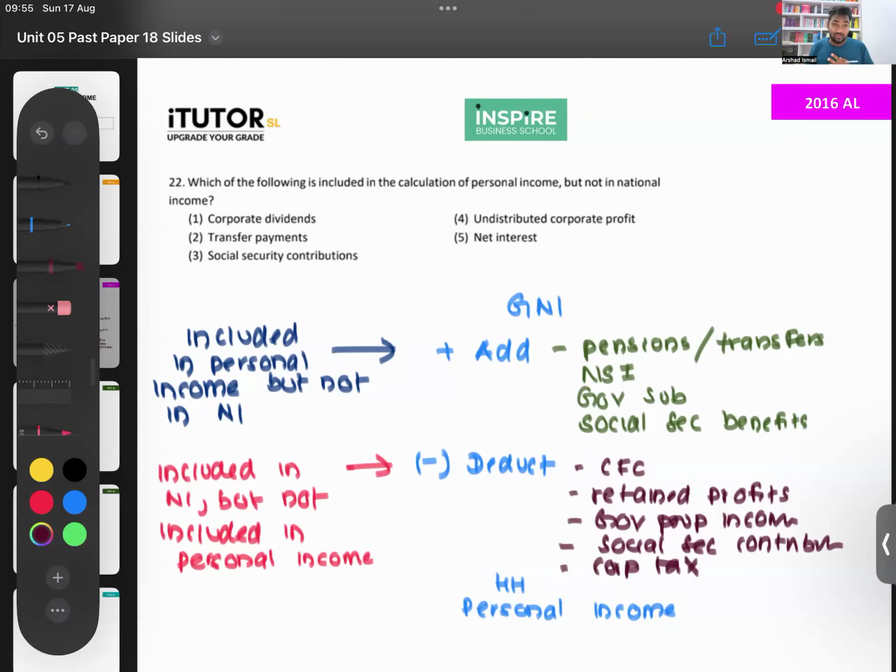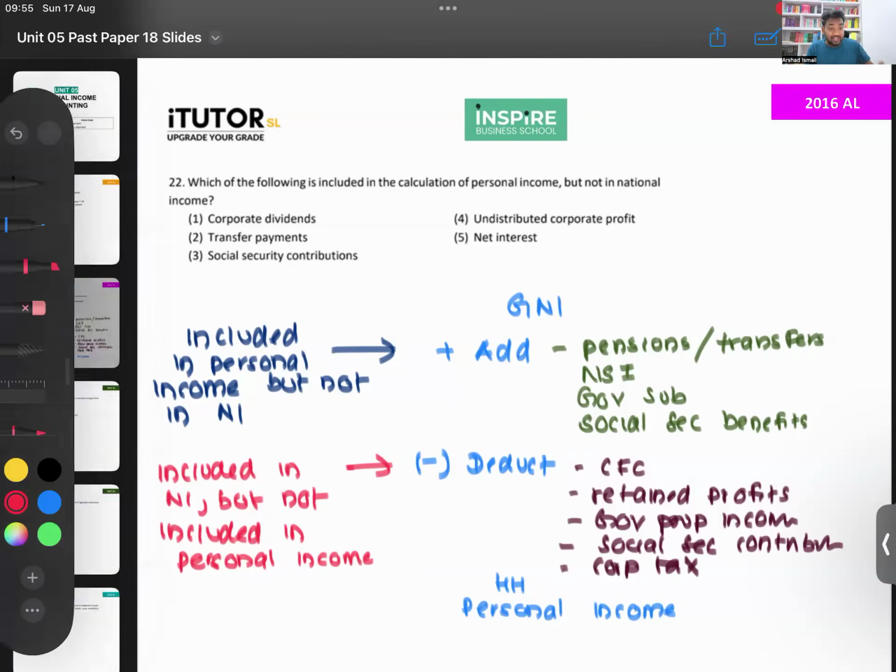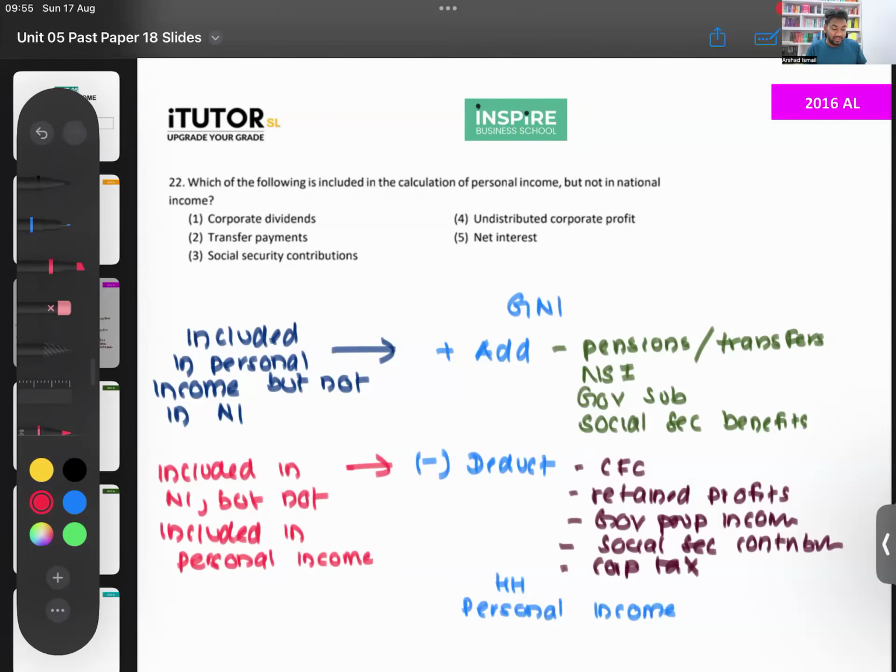Government property income, households don't get, and that's government's income. So you have to remove those. That's how you get personal or household income. So the question is asking, which of the following is included in personal income, but not in national income, right? Undistributed ones is this, retained profits. Okay. So undistributed profits can be this one.